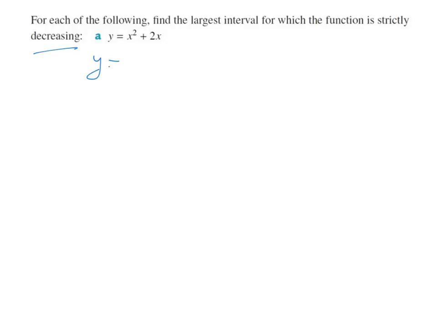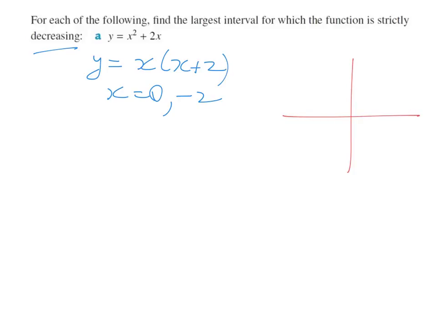I've got y equals x plus 2. So that means I've got two intercepts at x equals 0 and negative 2. So I can graph that. And I'm doing this so that I get an idea as to what it looks like. So now based on that, I know that it's going to be strictly decreasing here up until that turning point. So where's that turning point?